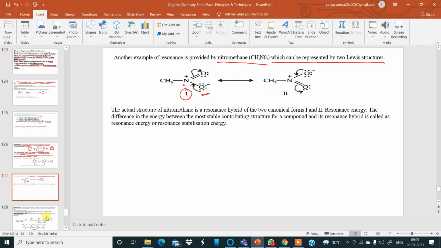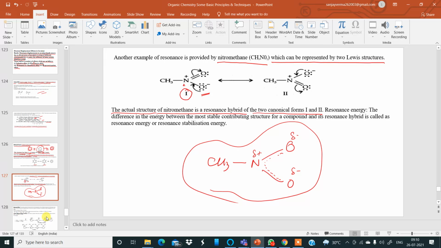There has been a displacement of electrons because of the more electronegative atom or group. The actual structure of nitromethane is a resonance hybrid of the two canonical forms 1 and 2, which can be represented this way: CH3N with bonds to oxygen, dotted lines, delta negative on the oxygens and delta positive on nitrogen. That is the method of representing a resonance hybrid for nitromethane.